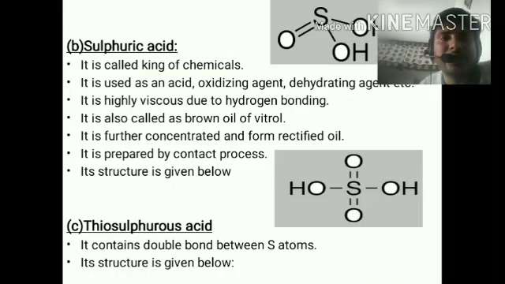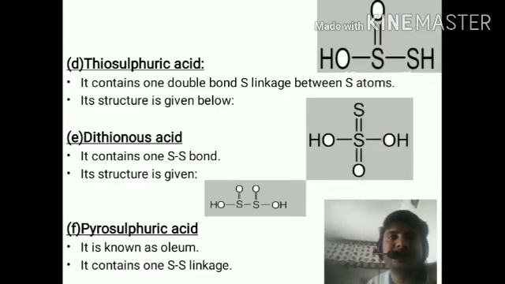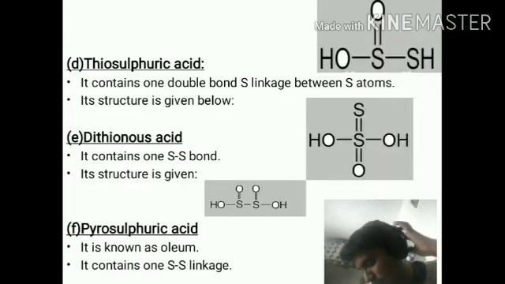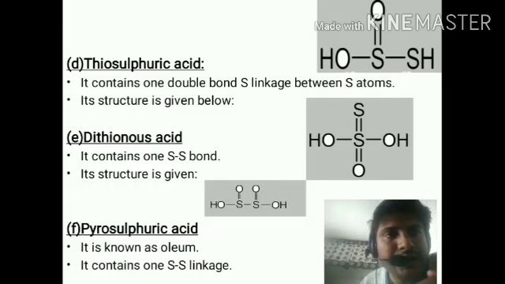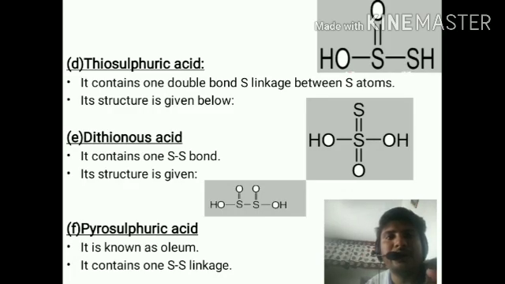H2SO4, we can say sulfuric acid is dibasic because it contains two H atoms. Now thiosulfurous acid. It contains a double bond with sulfur, and the structure is given below. It forms a single covalent bond between two sulfur atoms, and this is the structure of H2S2O2. Now thiosulfuric acid. Thio means it contains one double bond and a sulfur linkage between the sulfur atoms. The formula is H2S2O3.